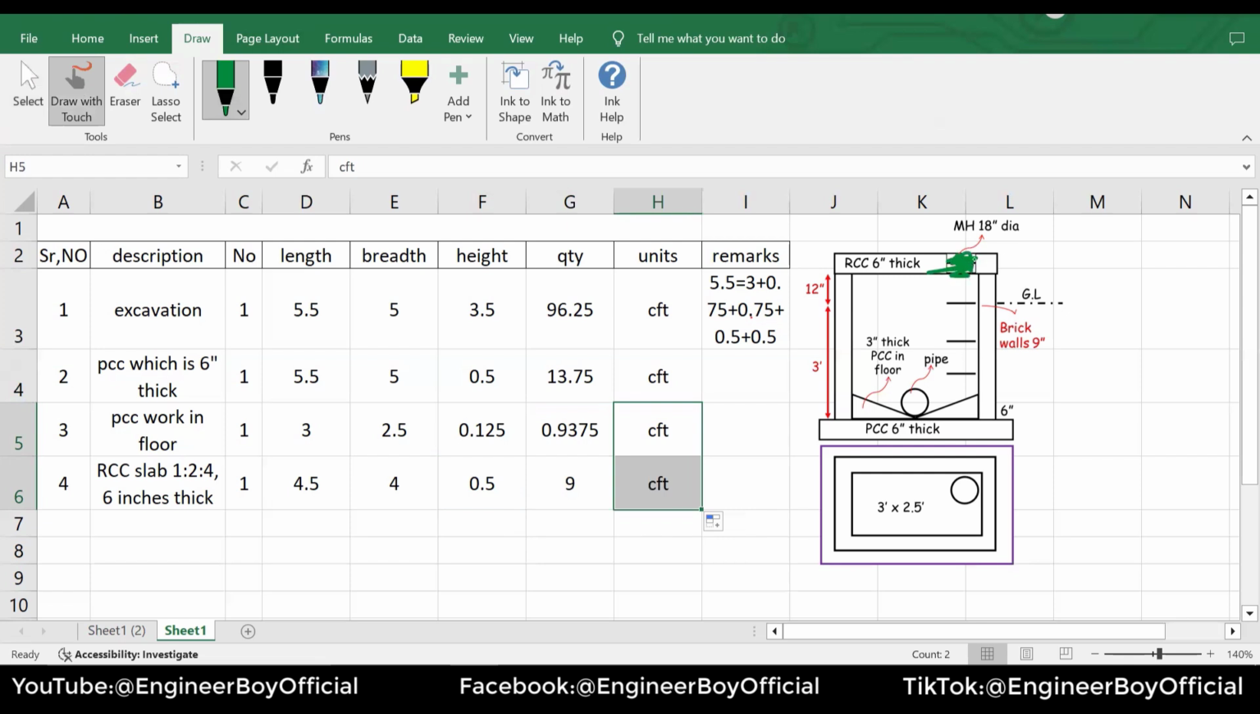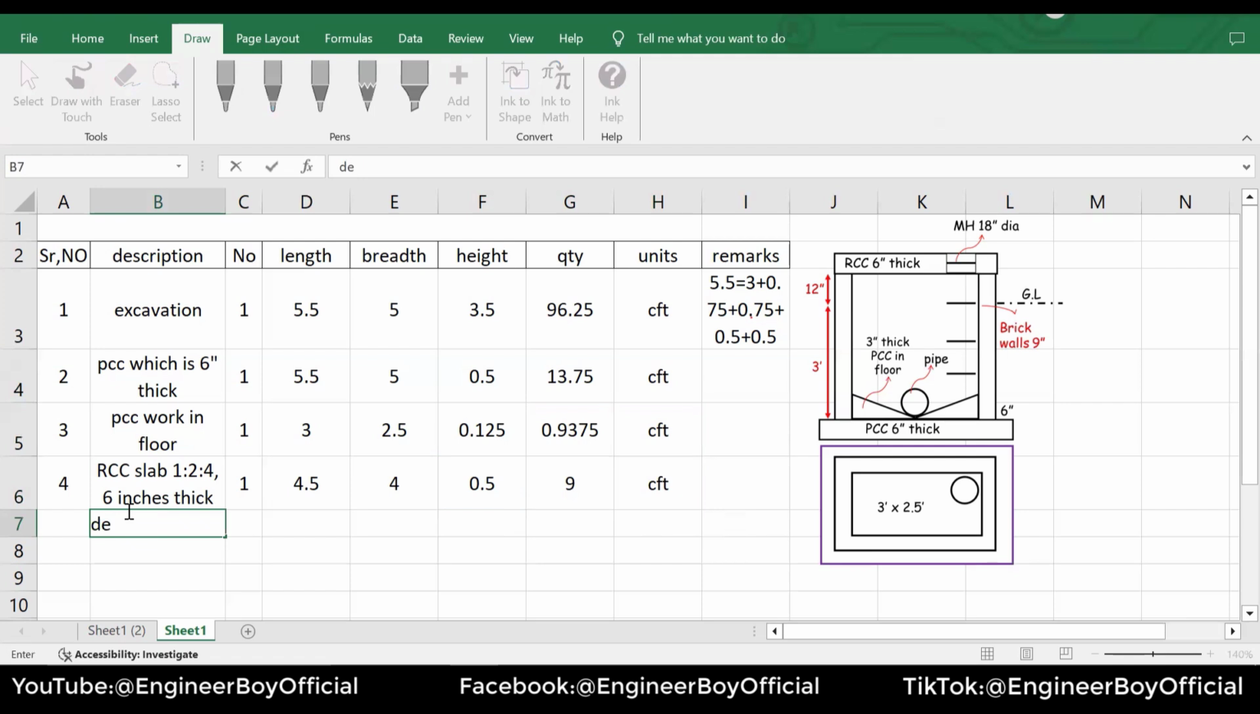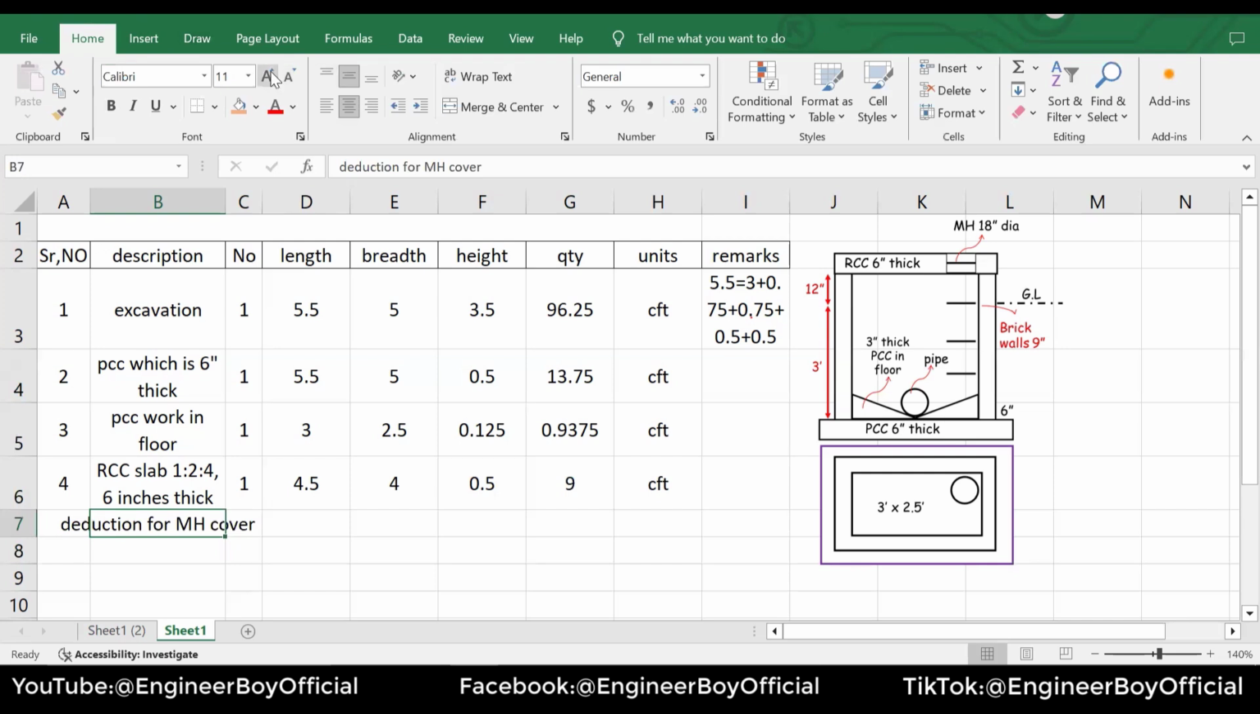However, in the slab, as you can see, we have a manhole, or you can say the manhole cover. So we will subtract that cover. It means the deduction for the manhole cover. Now, the deduction is just going to be only one, because we have only one manhole. And now what should be the length and width? Of course, the diameter is given. It means it should be circular.